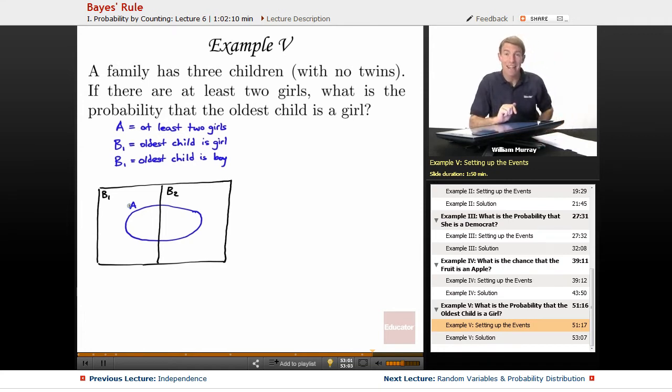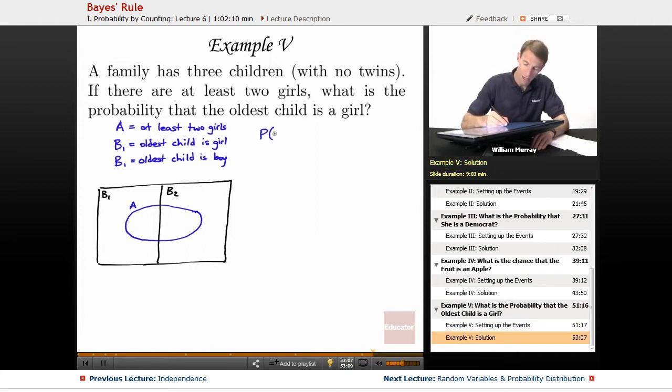And we're given that A is true, and we want to find the probability that the oldest child is a girl. So we want to find the probability of B1 given that A is true, given that at least 2 of the children are girls. And we have a formula for that. We have 2 events here, so this is really using Bayes' rule for 2 events. And let me expand out that formula. According to the second slide of this lecture, you can just page back and find it if you don't remember it. It's P of A given B1, you just switch those around, times P of B1.